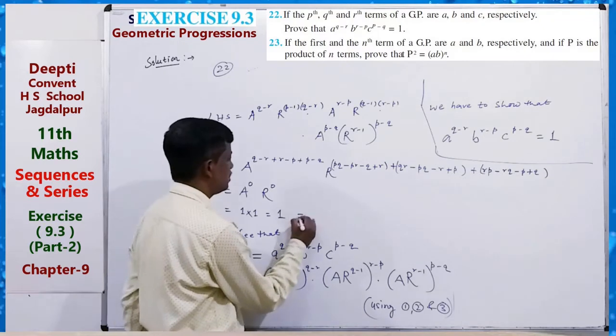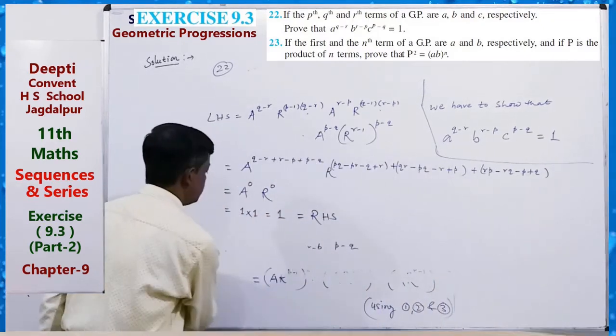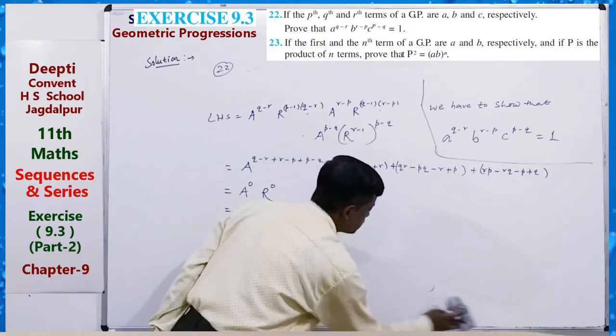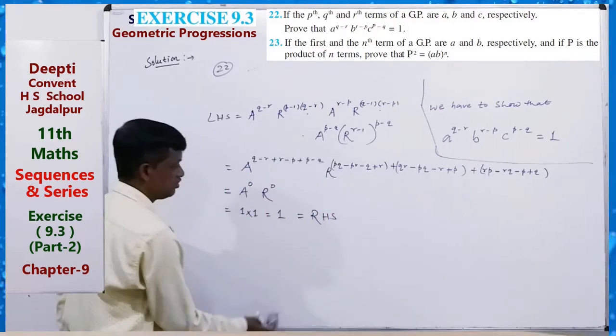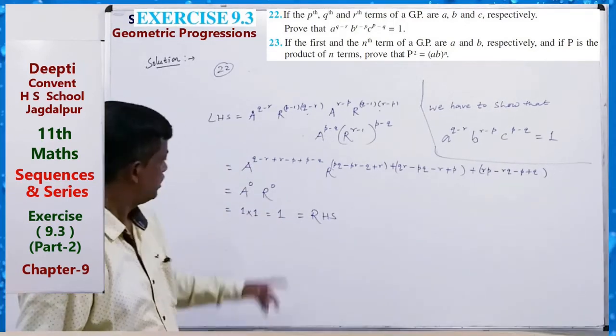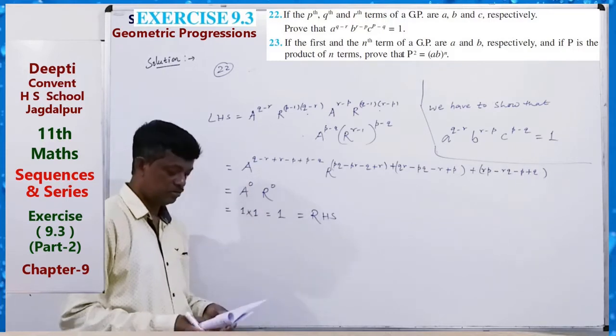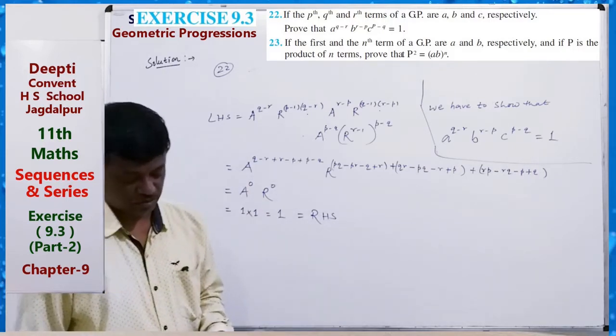That is equal to the right hand side. Hence proved. Clear? So, very simple questions. You just have to arrange it. So how can we solve it? a to the power 0, r to the power 0. This is 1, this is 1, 1 into 1, 1.